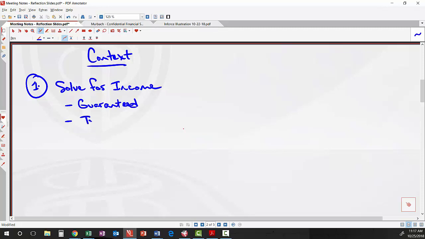We also want to build in some tax considerations relative to that income as well, because a tax efficient income is obviously preferable over a tax inefficient income. That makes a big difference.